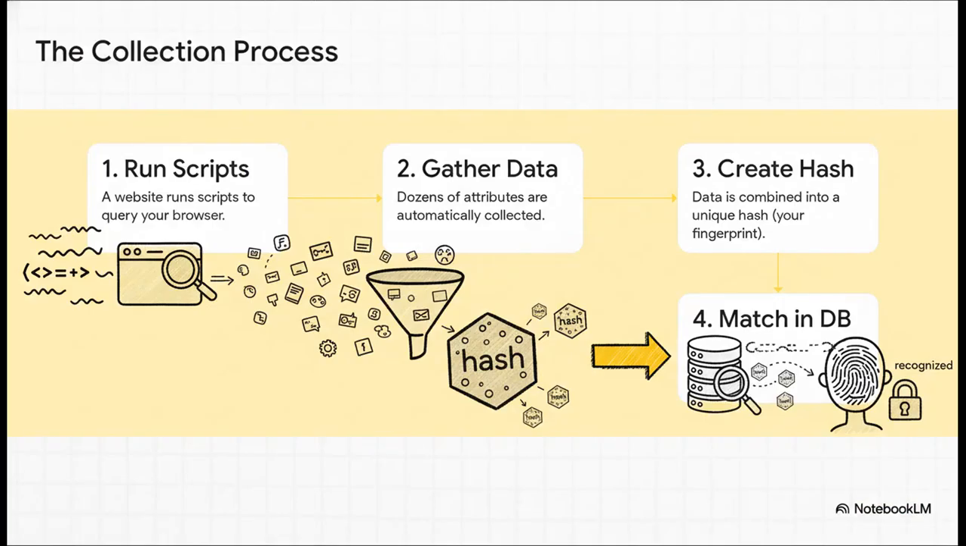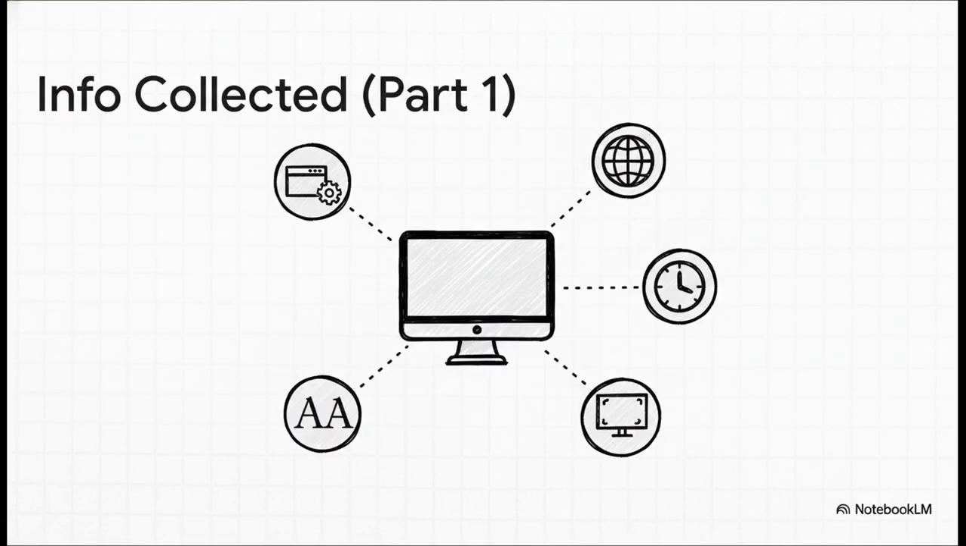detailed. Okay, so the moment you load a website, it runs a little script that quietly asks your browser a whole bunch of questions. All the answers, we're talking dozens of them, get thrown into a sort of digital blender and are churned into a single, unique code. That code is called a hash. That hash, that's your fingerprint, and it can be matched against a giant database to recognize you every time you show up.